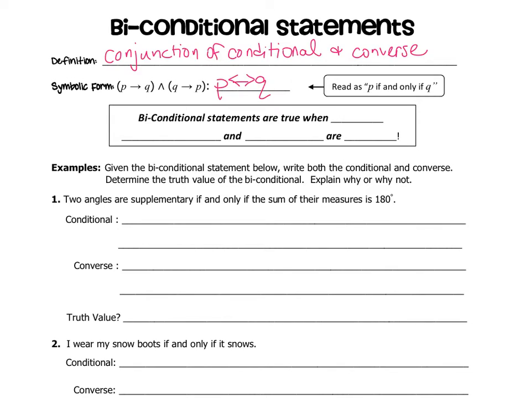The biconditional statements are true only when both the conditional and the converse are true. So if you were asked for the truth value of a biconditional statement, you need to first figure out if the conditional is true and if the converse is true. And if they're both true, then you can say yes, the biconditional will also be true.